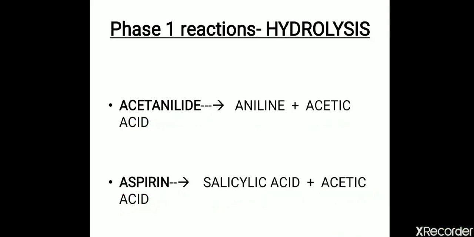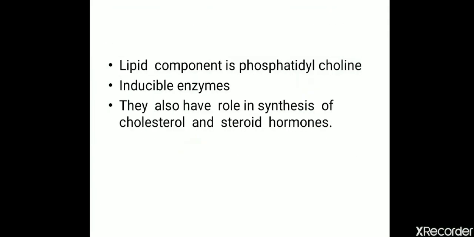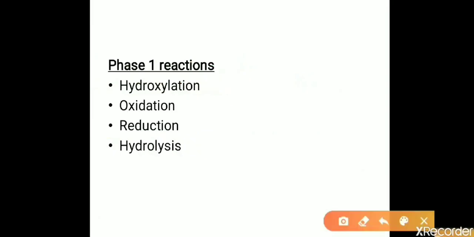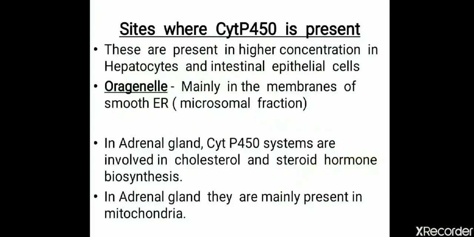So in phase 1 metabolism, the major reaction is hydroxylation reaction, and it is mediated by cytochrome P450 enzyme system. Other reactions in phase 1 metabolism are oxidation, reduction, and hydrolysis. Oxidation reaction is important for the metabolism of ethanol and benzene. Reduction is important for chemical compounds containing nitro group. So that completes the phase 1 metabolism.